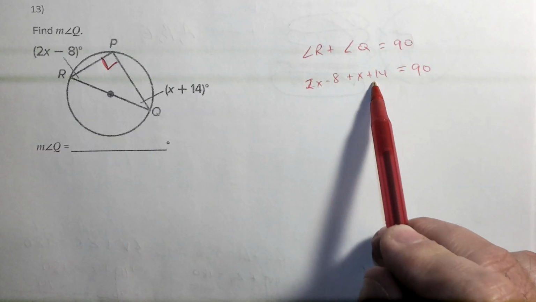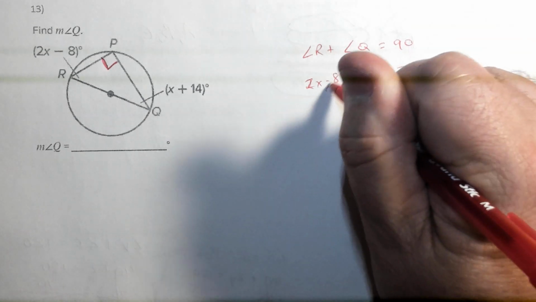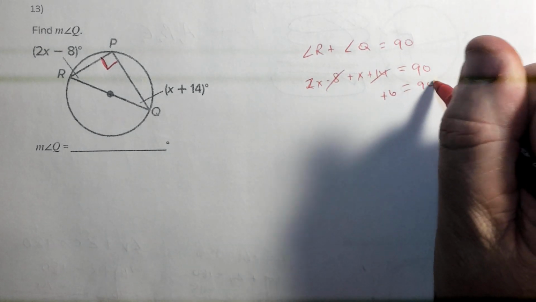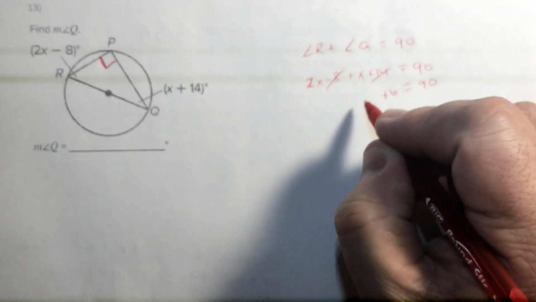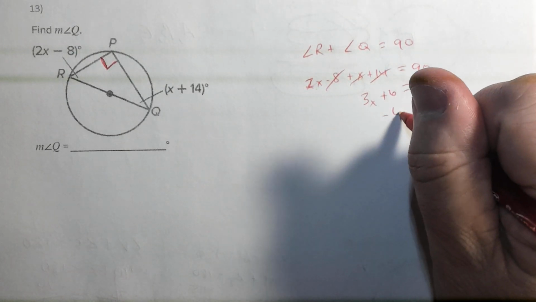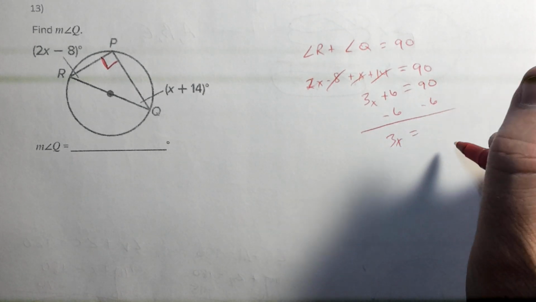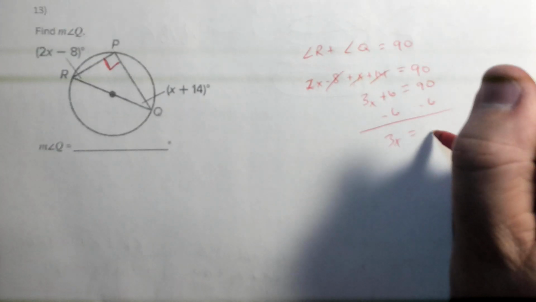Negative 8 plus 14 is positive 6. So these two are gone. 2x plus x is 3x. So those are gone. Alright, now we're going to subtract 6 from both sides because we want x by himself. 90 minus 6 is 84. Divide both sides by 3.